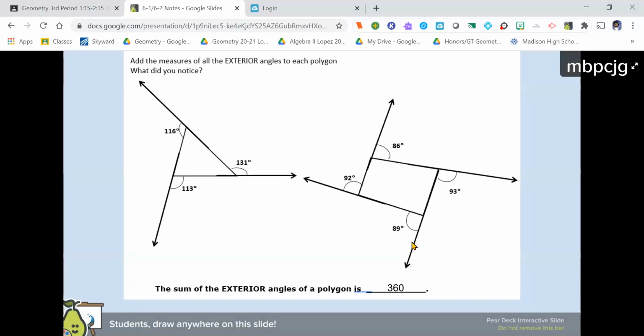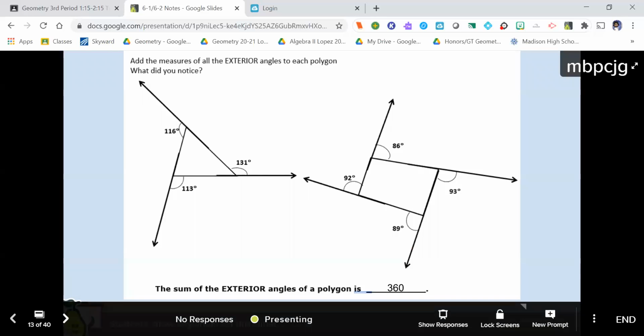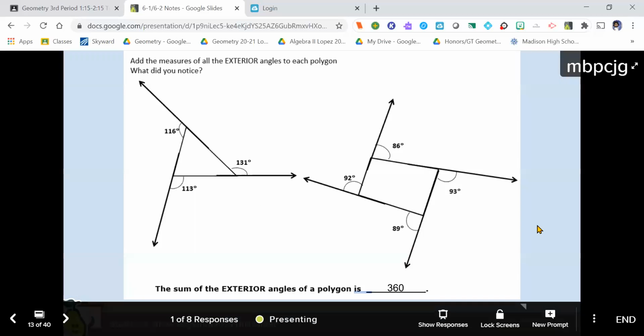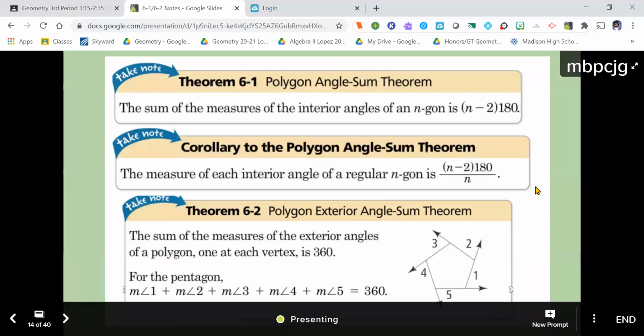The interior angles, that's the only thing that changes. So going back, interior angles will always depend on the number of sides. If it has 3 sides, it's 180, 4 sides is 360, that's the interior. You always go up by 180. Exterior is always 360.